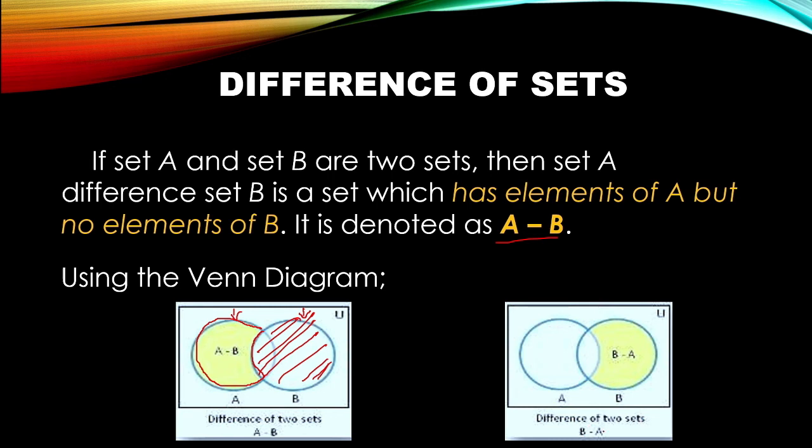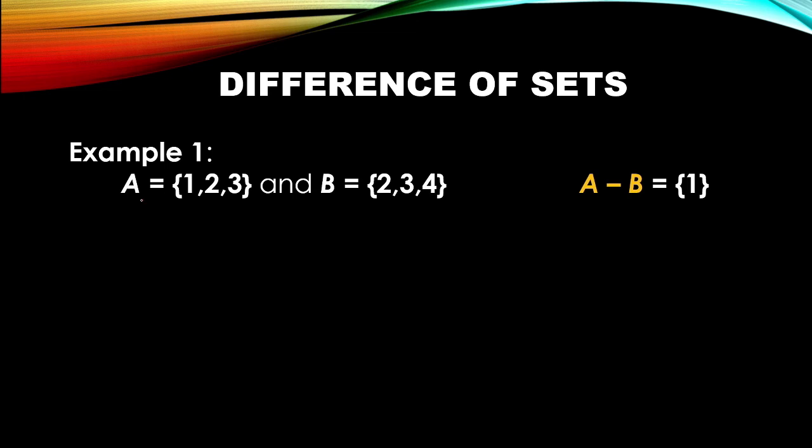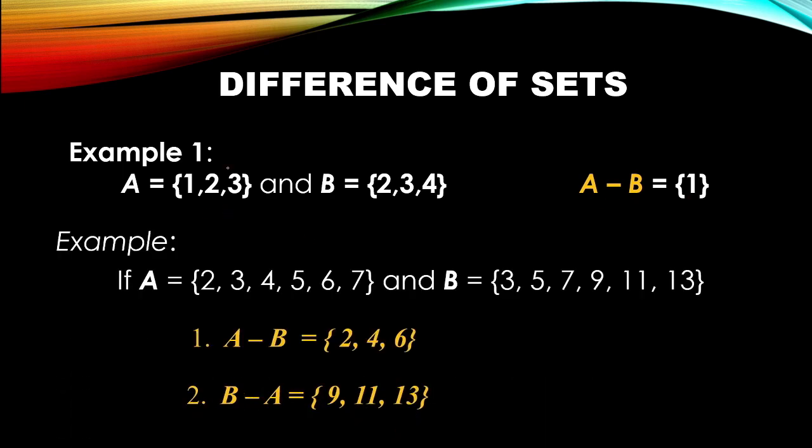Okay. Difference of two sets, B minus A. So, if this is A, this is B, ima-minus natin yung set A. Lahat ng nasa set A, kasama yung kanilang common elements. So, ang matitira lang itong naka-highlight. So, this is B minus A. Okay. Example number 1. A has the elements 1, 2, 3 and B has the elements 2, 3, 4. So, A minus B is equal to 1. Parang minus lang natin yung 2, 3, and 4.